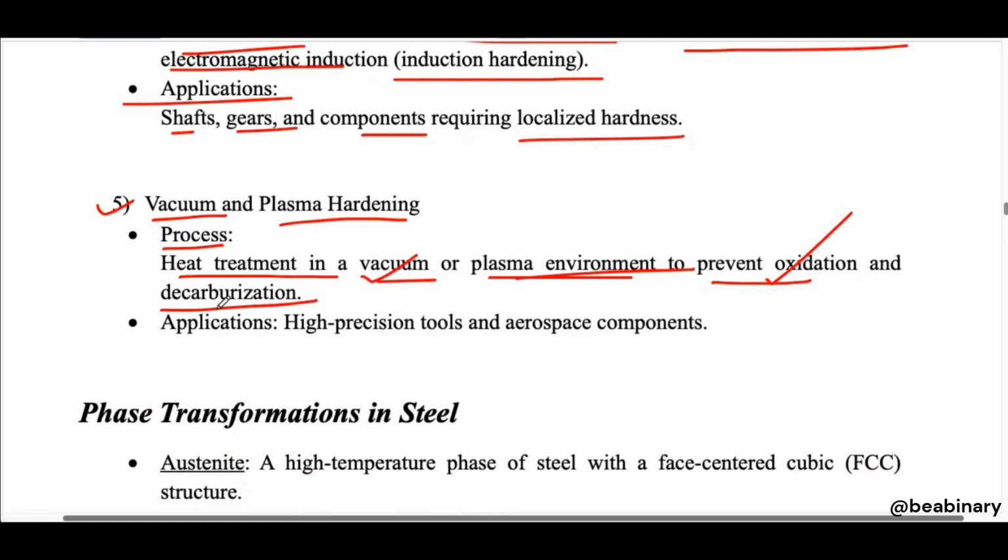As we know, oxygen is present in the environment, in the air, and it can react with the surface of materials during the heat treatment and make oxide layers. For that, we use the plasma environment or a vacuum, so that in a vacuum you would not have any air. Vacuum means what? You are not having any air, and if you are not having any air, it means you are in an environment where no oxygen is there. So we can easily prevent oxidations.